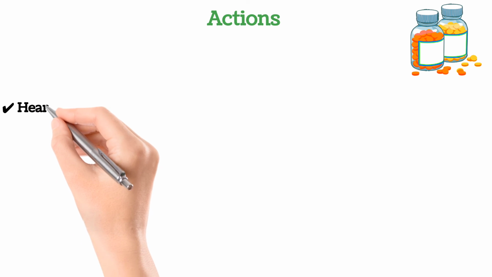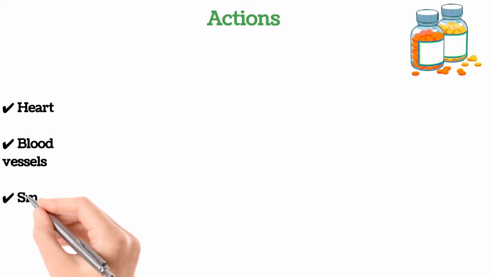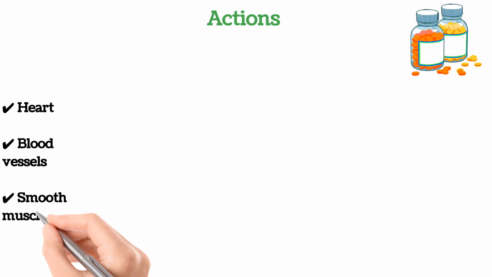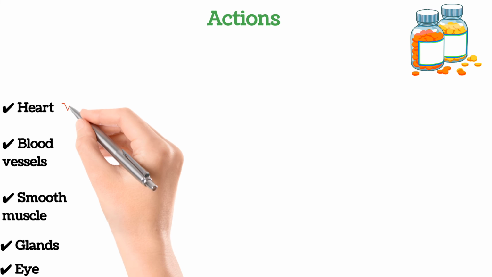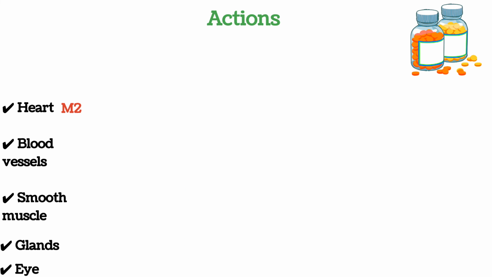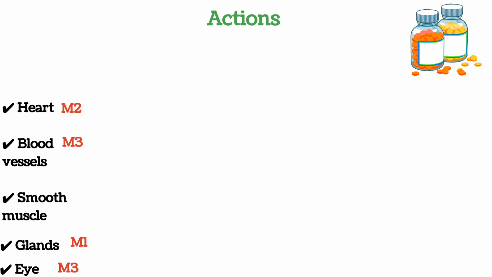Just keep in mind that the action whichever we have discussed previously, here the action will be totally opposite because the site of action, the receptor is same, but the action is antagonizing. That is why it is anticholinergic. So in heart, blood vessel, smooth muscle, glands, eyes, it will be totally opposite action. In heart, we know M2 receptor is there. In eyes, abundance is of M3 receptor. In glands, it is M1 receptor. In blood vessel, it is, let's write it down, M3 receptor. And then smooth muscle, again M3 receptor.